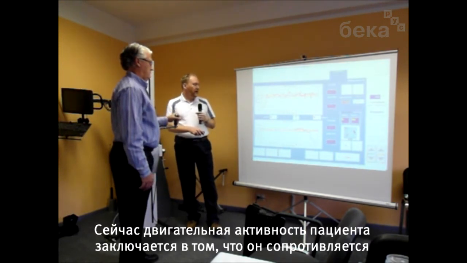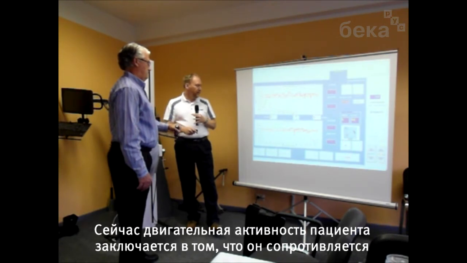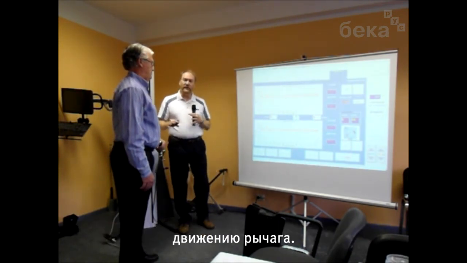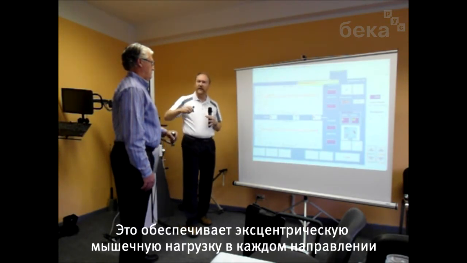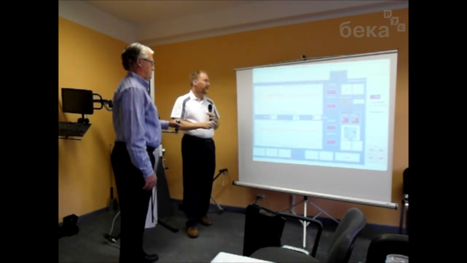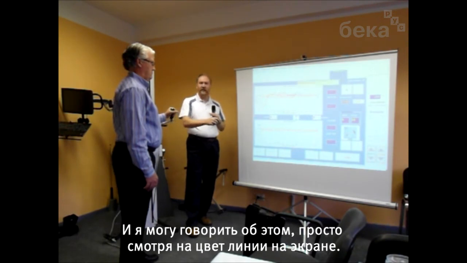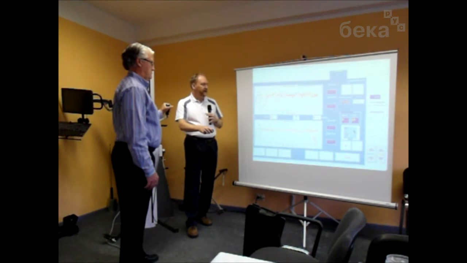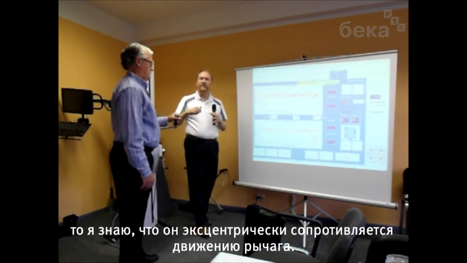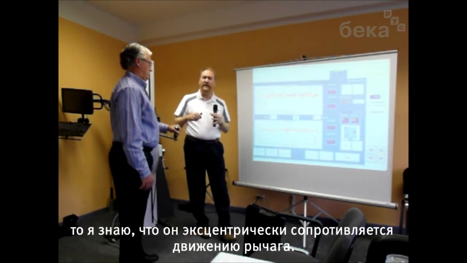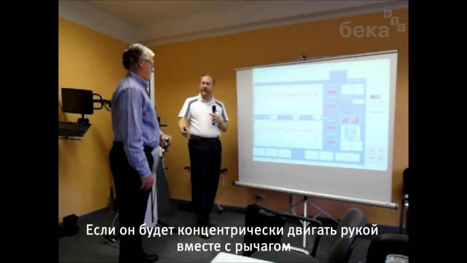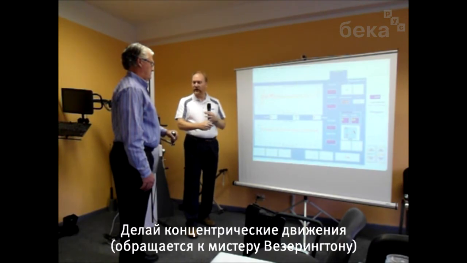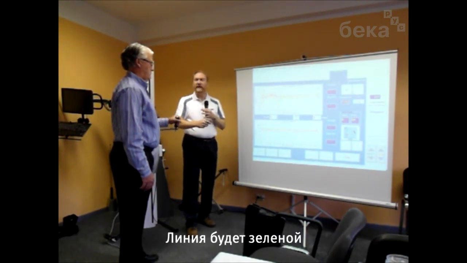So right now, the way our volunteer is doing the activity is he's resisting the motion of the tool. So he's providing an eccentric muscle load in each direction. And I can tell that by looking at the color of the line as it's being drawn on the screen. If this line is red, then I know he's resisting the motion of the tool, doing it eccentrically. If he moves in the same direction of the motion, it becomes concentric, and the line, go ahead and do a concentric, the line turns green.